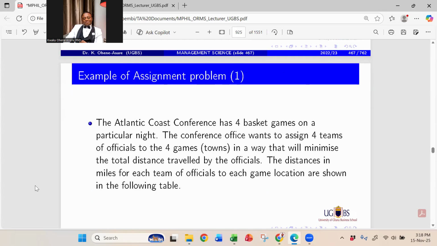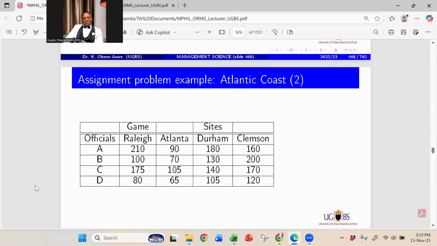You have been told that there is a conference game. The conference game is like a basketball game, and it is being played in 4 different towns. And you have officials who regulate the game. In this model that you have here, you have officials that will go to the game sites.